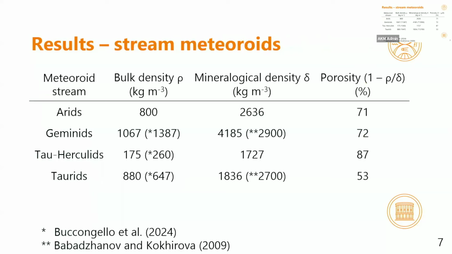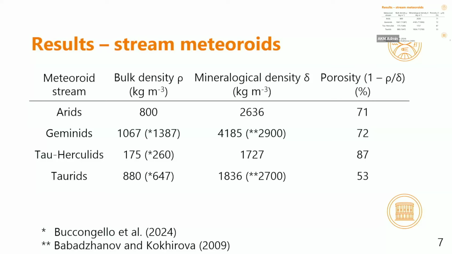We have also looked at some stream meteoroids. Here we see the bulk density determined by the method of Vörös I have already mentioned, mineralogical density and the calculated porosity, which simply said is the amount of empty space inside. And also in brackets are some results of other authors. Arids are a very new meteor shower. They were observed for the first time in 2021. And I'm not aware of any other work that studies their densities or other physical parameters, but they originate from Jupiter family comet. And these values in the table we have obtained are consistent with what we would expect from such material.